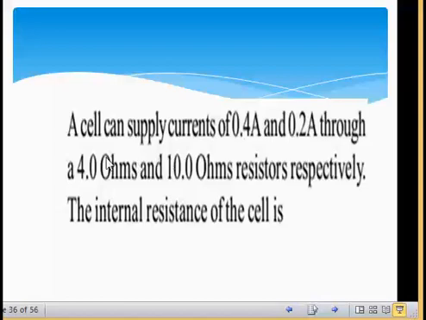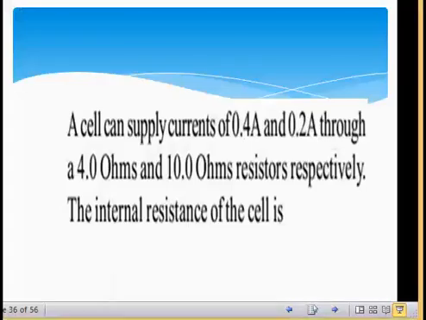So this one goes like this: a cell can supply a current of 0.4 ampere and 0.2 ampere through a 4 ohm and 10 ohm resistor respectively. The internal resistance of the cell is? So this cell can supply both 0.4 and 0.2 ampere through 4 ohm and 10 ohm. So we're looking for the internal resistance. How do we do that?